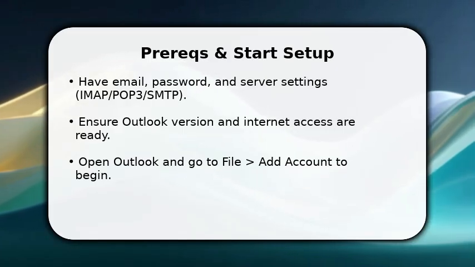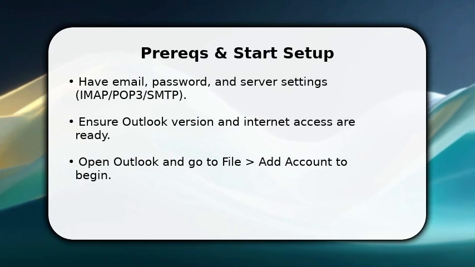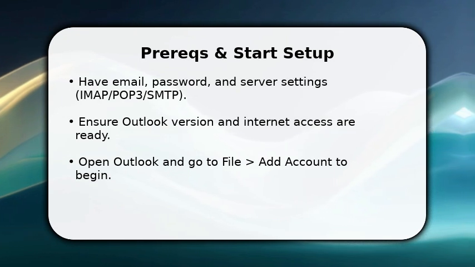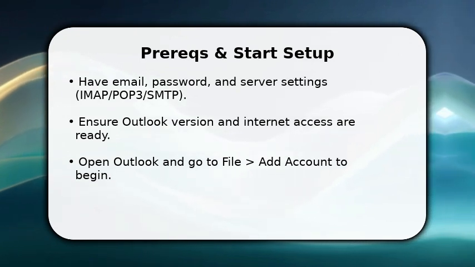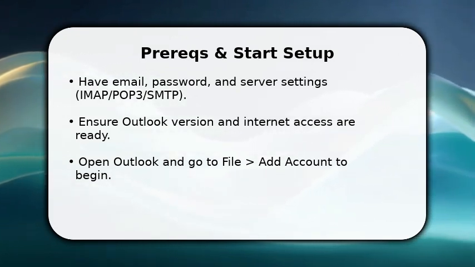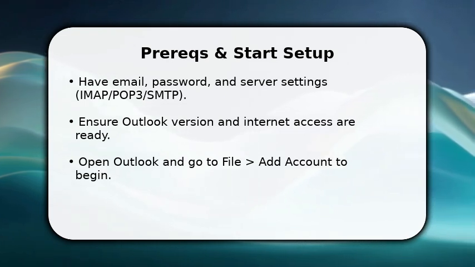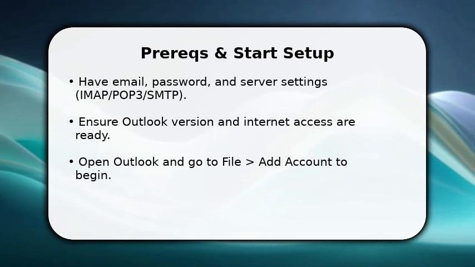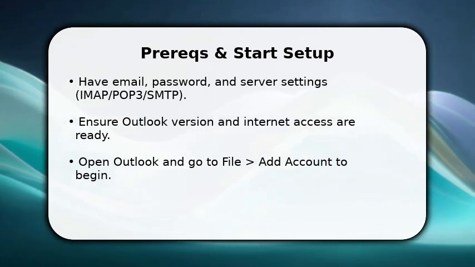You begin with the essentials: your email address, password, and incoming/outgoing server details. Once ready, open Outlook and choose File, then Add Account. You enter the address and let Outlook try automatic setup. Make sure to switch to manual setup if it cannot verify. This gets you into the real configuration flow quickly.